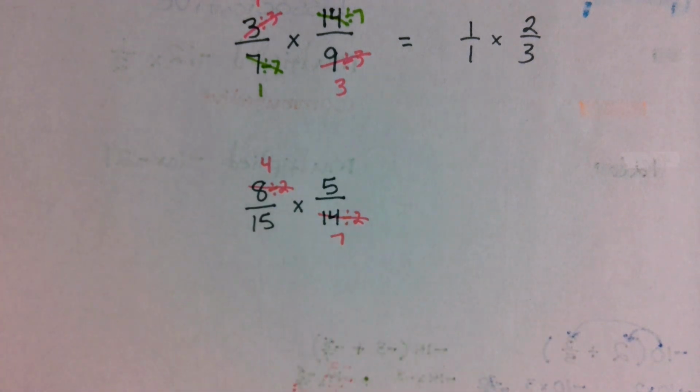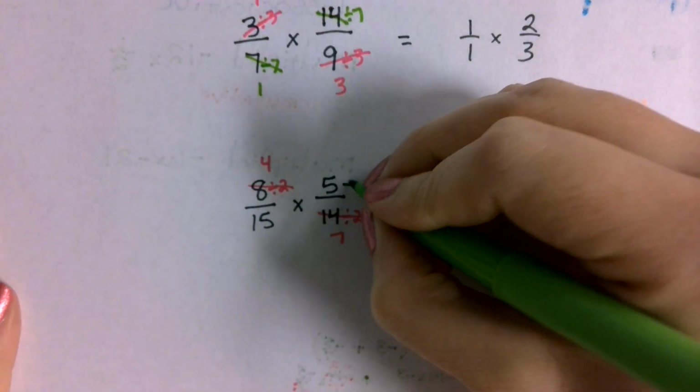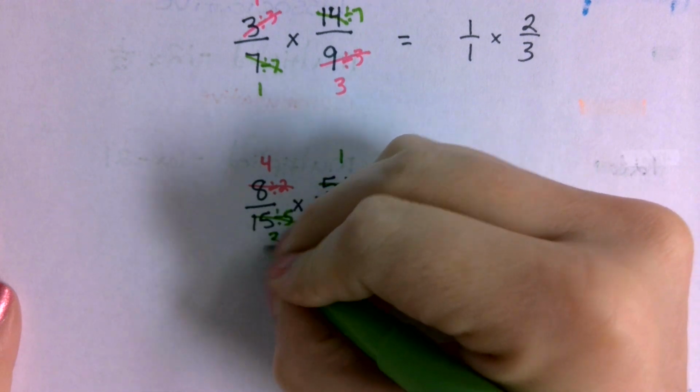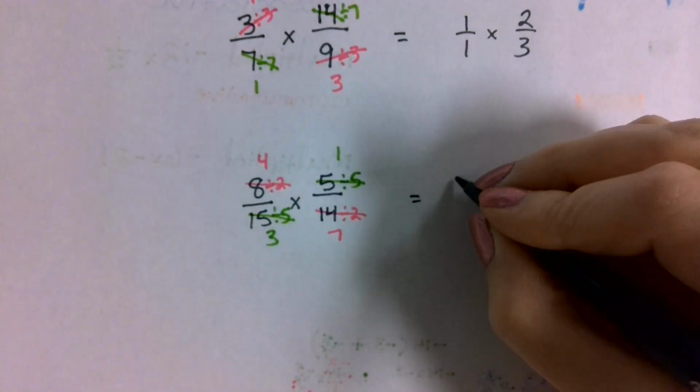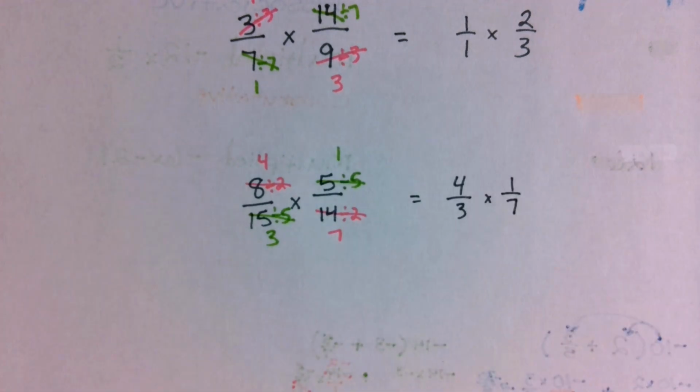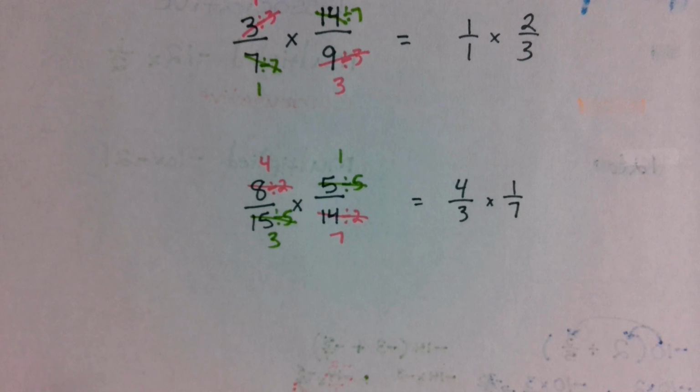What about 15 and 5? What are they both divisible by? Jeffrey? 15 and 5? What are they both divisible by? 5. Okay, 5 divided by 5 becomes a 1. 15 divided by 5 becomes a 3. So here's your new fractions. 4 over 3 times 1 over 7. Now that you simplified ahead of time, when you multiply, it'll already be in its simplest form. Okay? Makes it a lot easier when you're working those problems out.